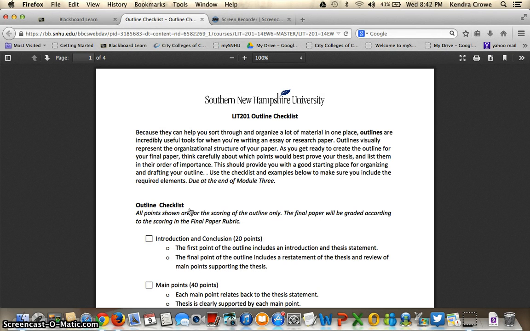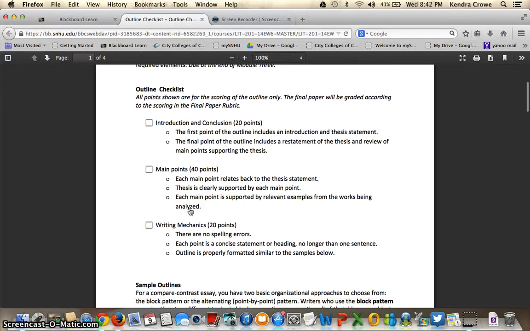You need to be very familiar with this document for this assignment, because what you see first here is the outline checklist. Just like I did for the thesis statement, I will be using this checklist for your grading. So in order for you to know what I'm going to be looking for when I'm grading your outline, all the information is here. It's very important to look at it before you begin, so you have an idea of what you should be shooting for, and then probably right before you submit your outline, you should look at it again. Make sure you've hit all these bullet points so that you can maximize the number of points that you earn for this assignment.